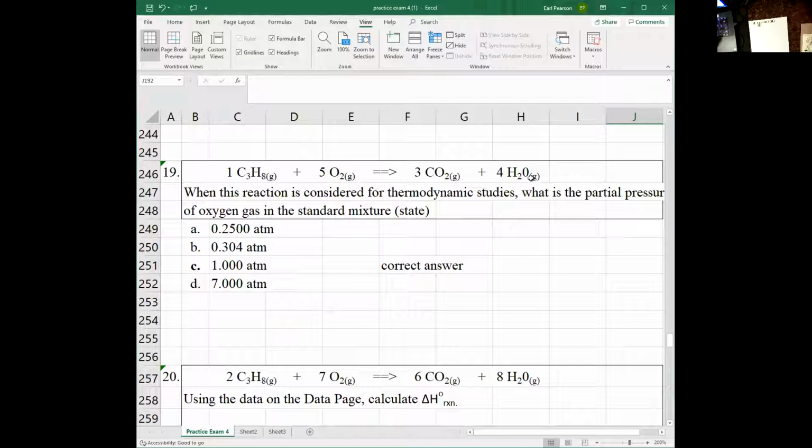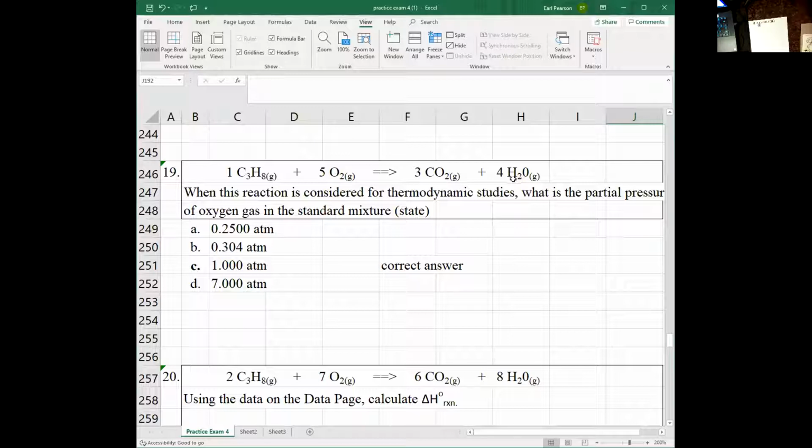Well, it's shown as a gas here. What if I made it a liquid? How would that change the standard state? Well, it would just say, I've got 1 atmosphere pressure of this gas and 1 atmosphere pressure of this gas and 1 atmosphere pressure of this gas. I've got 3 atmospheres pressure in the container. I don't count the water if it's a liquid.